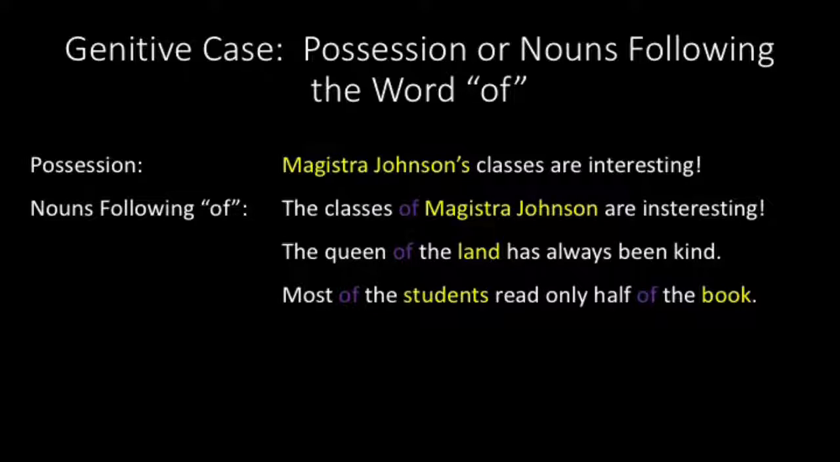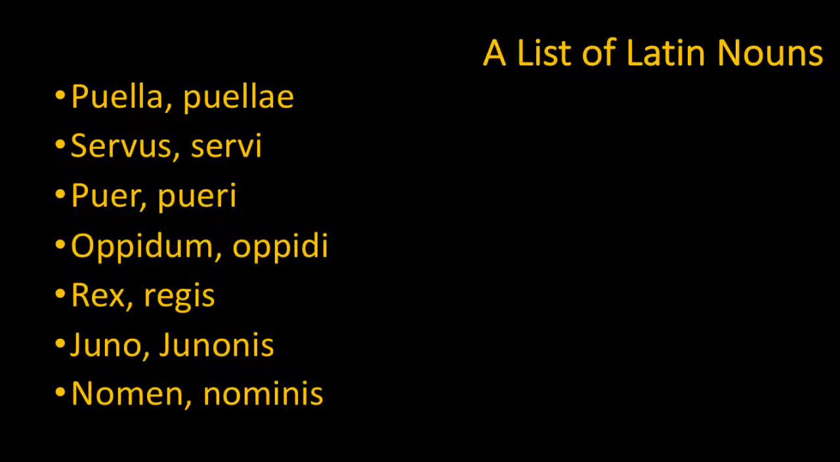But what is the genitive inflection? We don't know any of them right now, but check this out. When you look at a Latin vocabulary list, the second form of the noun given to you is the genitive. That's right, each of these words can be used in a sentence to show possession or with the idea of. So if I want to say of the girl, or the girl's friend is the queen, I use the word puellae. The same would be true for servi, pueri, oppidi, regis, eunonis, and nominis.